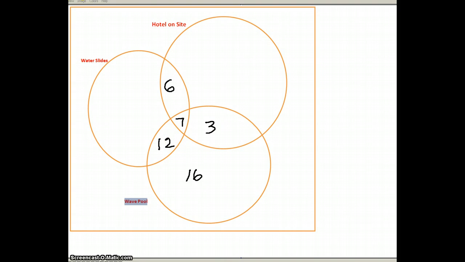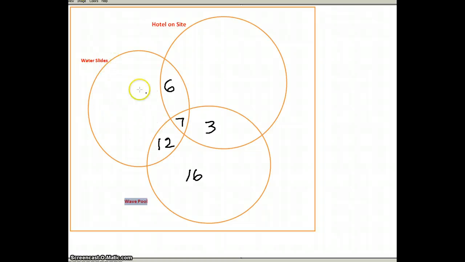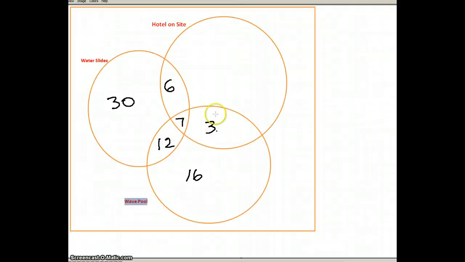Okay, let's move on. The next one is 55 had water slides. So let's look at water slides. This is water slide. It's 55, the whole circle. If you deduct 6, 7 and 12 from 55, you'll end up with 30. So 30 will be here. Let's look at the hotel on site now. The hotel on site has 24. So this whole circle is 24. If you deduct 6, 7 and 3 from 24, you will get 8.